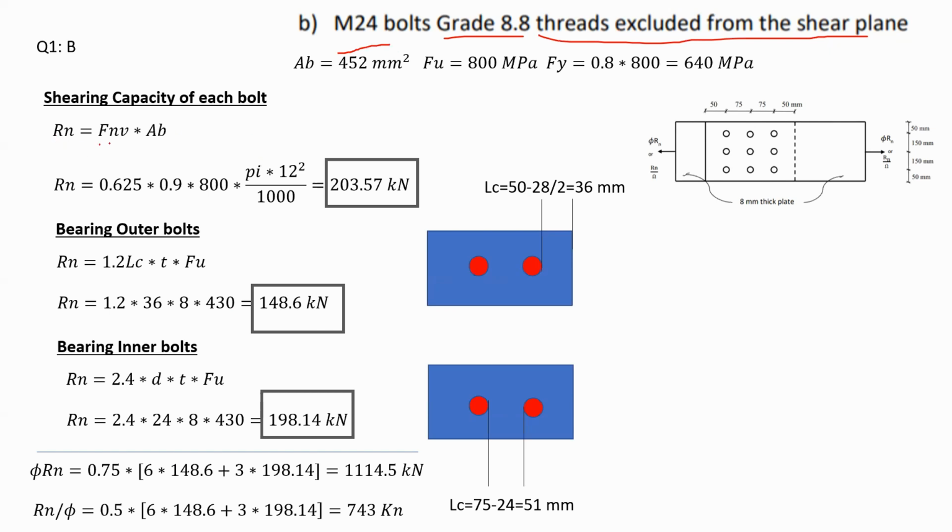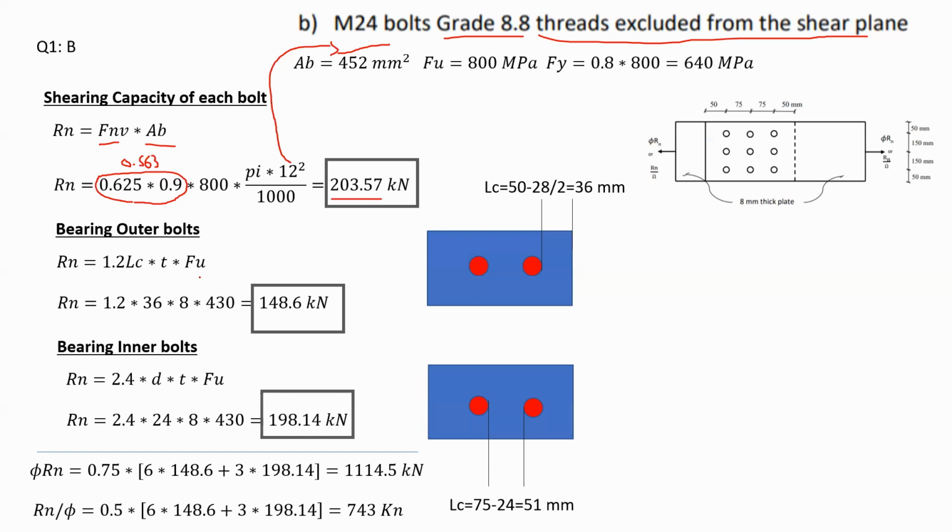Rn is going to be equal to Fnv multiplied by the area of the bolt. So in here, since threads are excluded, I'm using this value, 0.563. That's what you would obtain from multiplying those two numbers, and multiplied by F ultimate. Now lastly, I'm multiplying by the area of 1 bolt. So obviously 12 is half of 24, that's the radius. And I divide by 1,000 to convert from newtons to kilonewtons. Now from here, after calculating this, you would obtain the shearing capacity of each bolt to be equal to 203.57 kilonewtons. Now we move on to the other part.